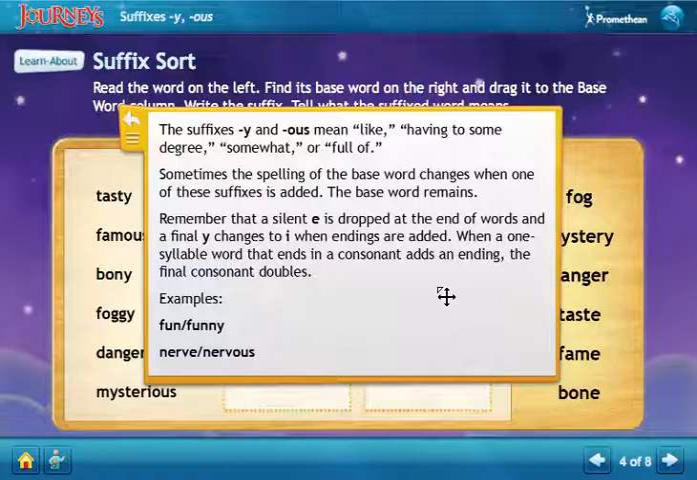If it's a Y at the end of your base word, it's going to change to an I. When a one-syllable word that ends in a consonant adds an ending, the final consonant doubles. Okay? So for example, fun is a one-syllable word. You know, fun. If you clap it out, fun. If you add Y to it, you're going to have to double that N. Nerve to nervous, you're going to drop the E because that E is a silent E.